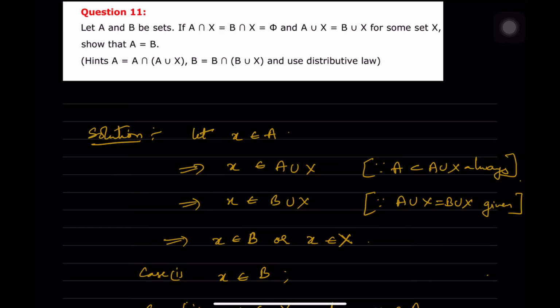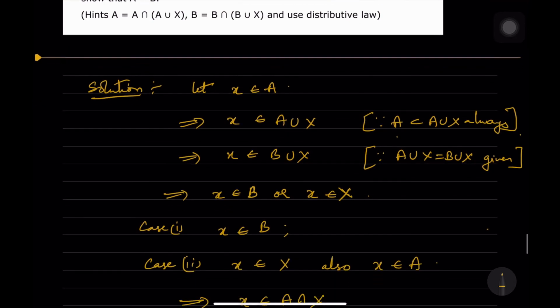So now if we take x belongs to A, x will definitely belong to A union X, because A is the subset of A union X always. Now x will also belong to B union X, because it is given for us that A union X is equal to B union X. So which implies that x belongs to B or x belongs to X.